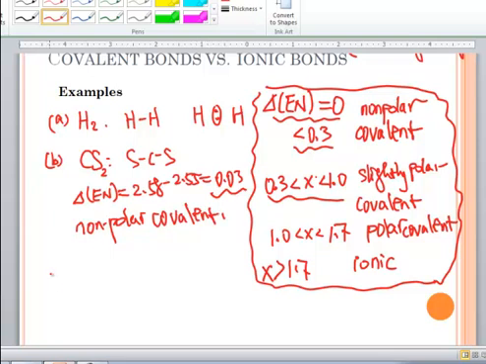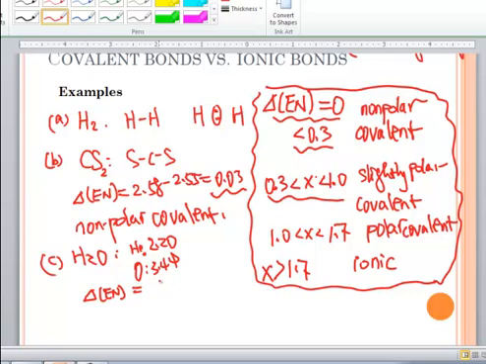Okay, nonpolar covalent. We're going to do the same thing for water, H2O. The difference is H has an electronegativity of 2.20, which is surprisingly high. O is 3.44, so the difference will be 1.24. In this case, it falls between 1.0 and 1.7. The nature of this bond between hydrogen and oxygen, I'll draw it here, will be polar covalent.